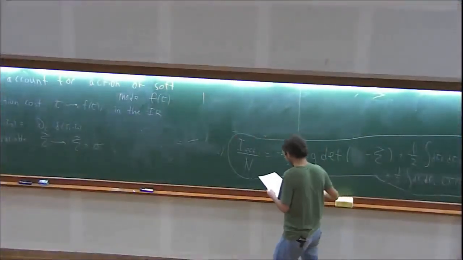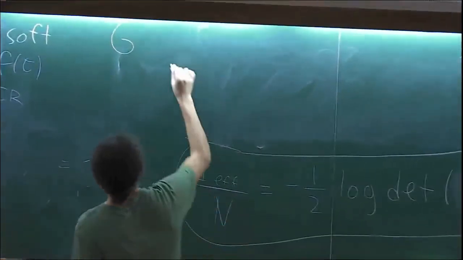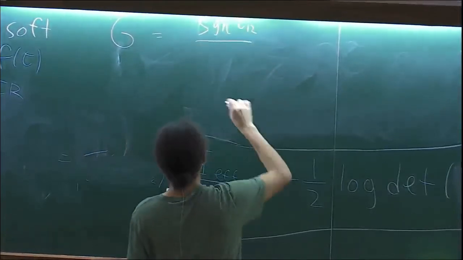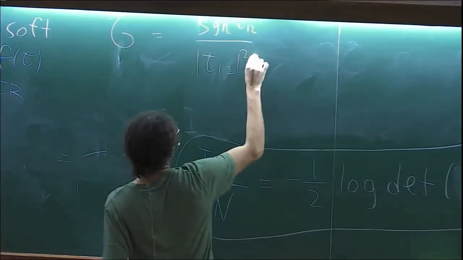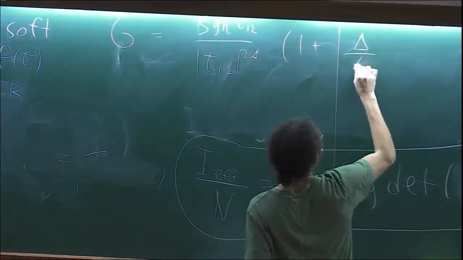So doing this Taylor expansion, which is just simple algebra, we find that G tilde is sine tau 1,2 over tau 1,2 to the 2 delta, 1 plus delta over 6.